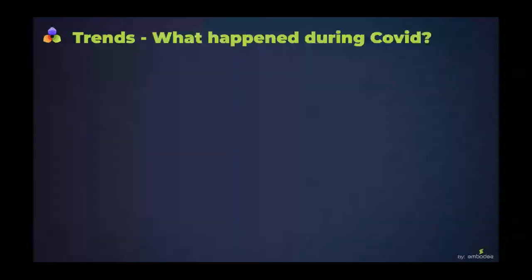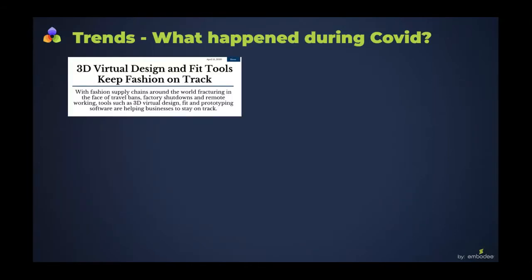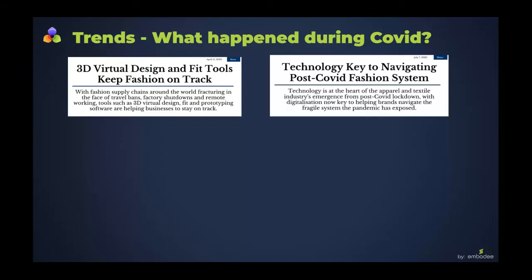So there was a lot of news out there in the past so many months. I think news sources such as Just Style, Bloomberg, and many others brought really good coverage on everything that was going on, the good and the bad. Already at the beginning, back in April, Just Style made an observation that 3D and virtual design are key to keep the fashion business on track. Moving on into July, so passing those couple of months of this heavy impact of the pandemic, again, another observation. Technology is key to navigating post-COVID fashion systems.